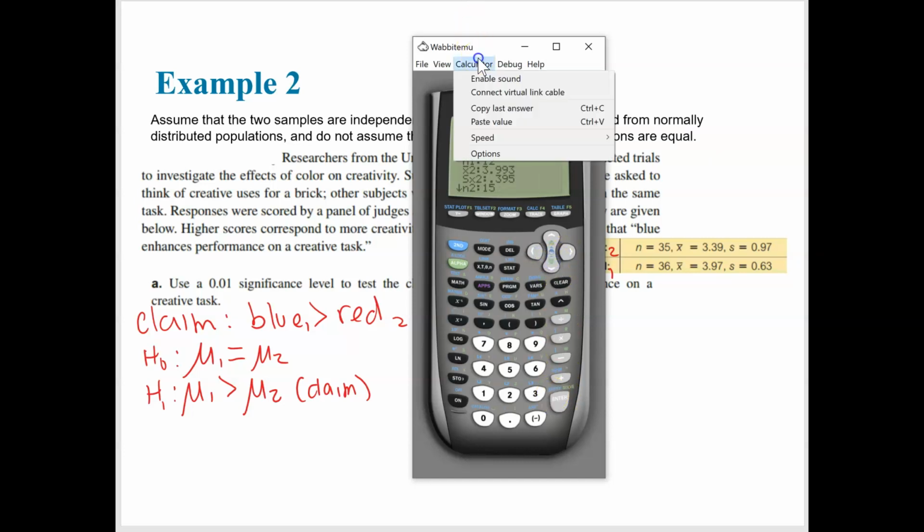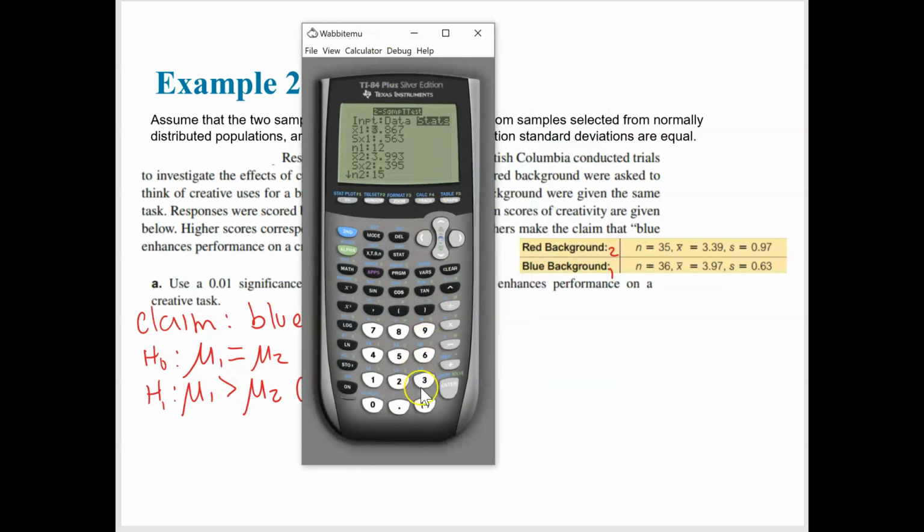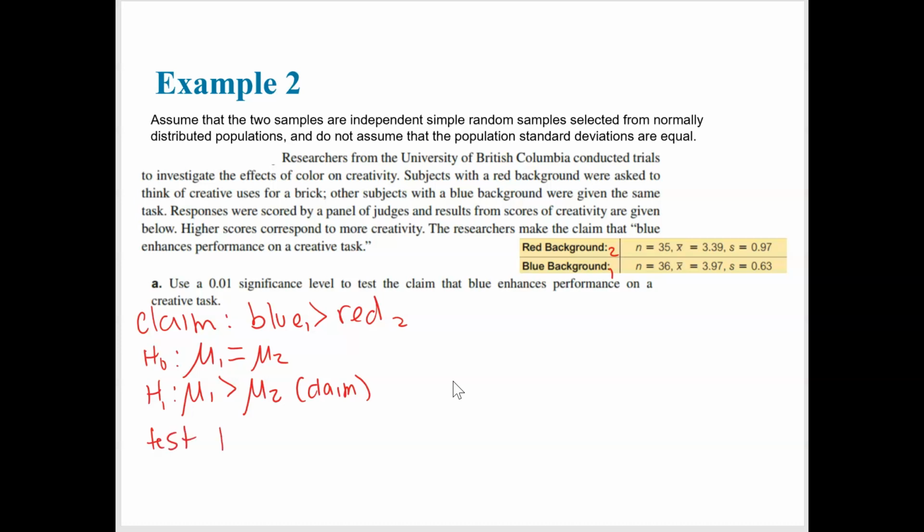And our x1 here is x bar 1, 3.97. Sample deviation, 0.63. N is 36. X bar 2, 3.39. 0.97. 35. And then our alternative here is greater than. Pooled is no, calculate. So our test statistic here is 2.98. So our test t is equal to 2.98.